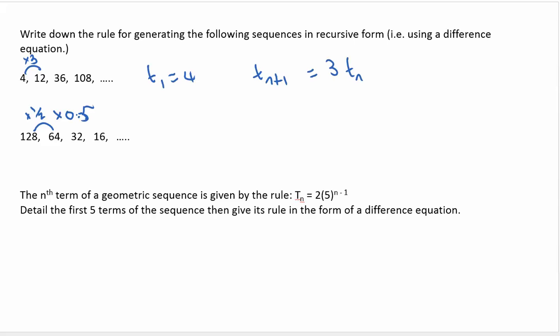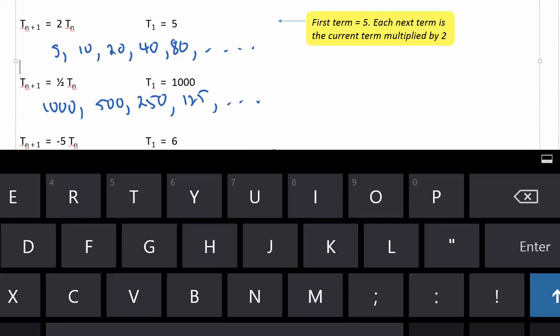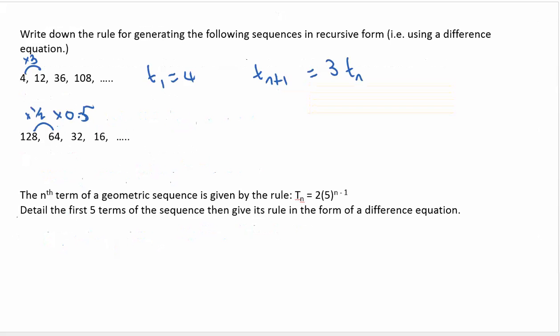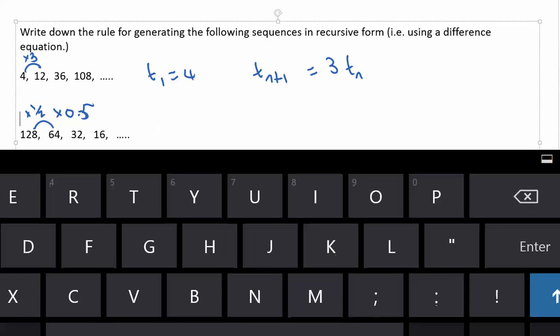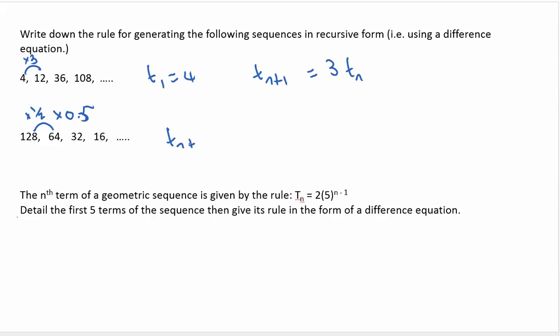And here, Tn plus 1 is equal to 0.5 times Tn, and our starting point is 128.